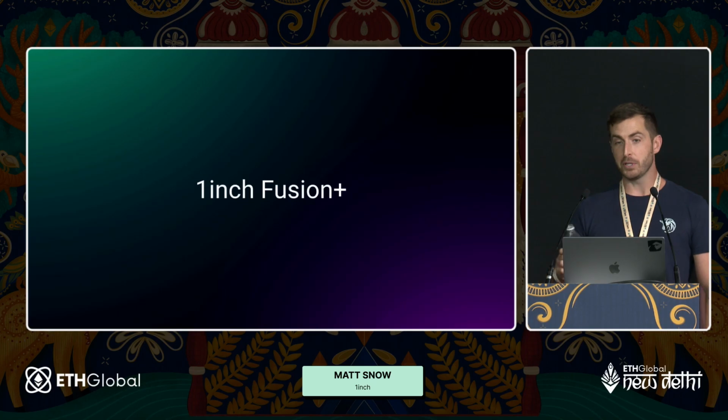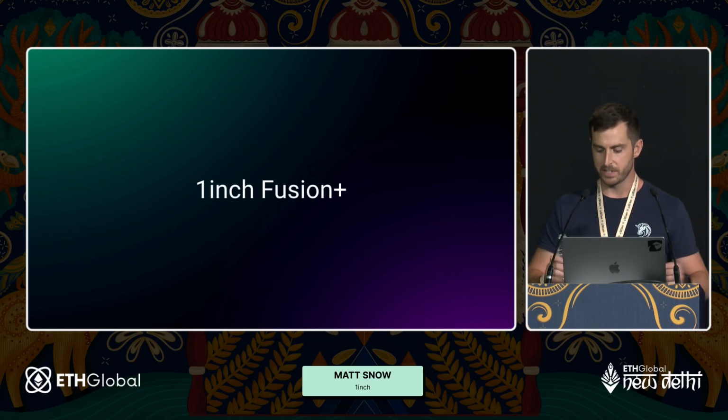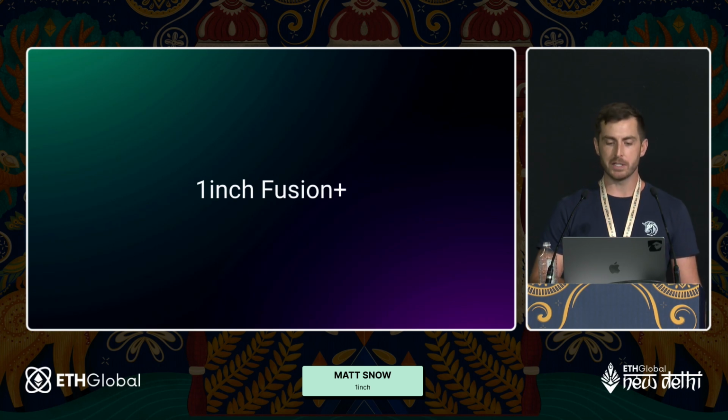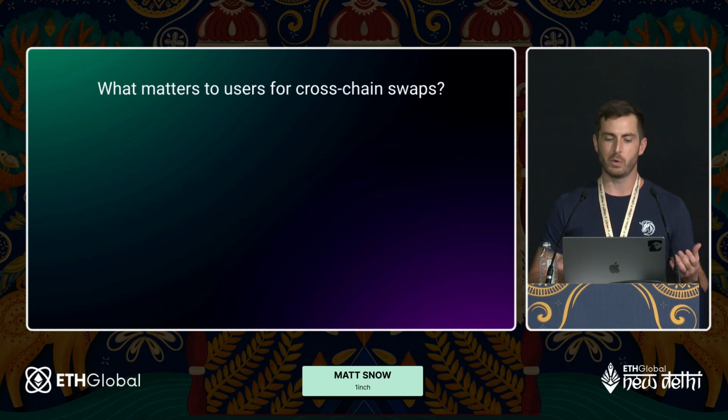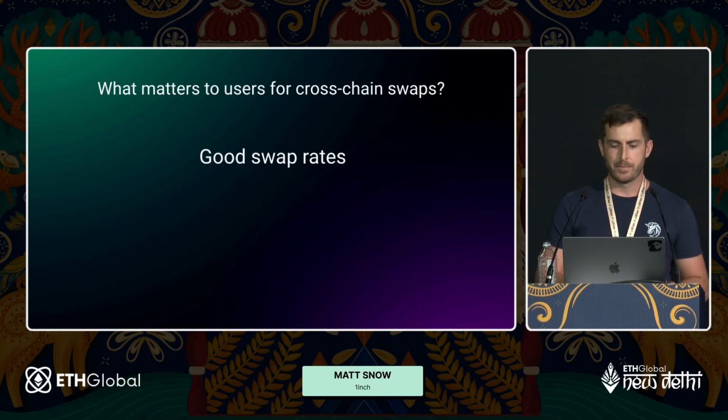So this brings us to Fusion Plus, which is an addition onto our Fusion protocol, which we just went over. This is the cross-chain edition of Fusion. And when we were building this, we were asking ourselves, what really matters to users for cross-chain swaps? The first thing that we really thought about was rates, because that's our bread and butter. We want users to have the best rates possible for swapping across chains.